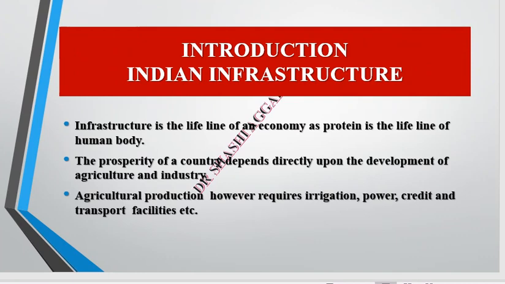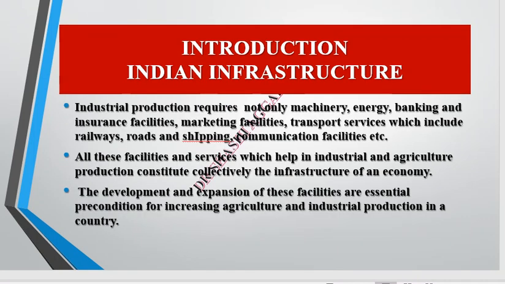The prosperity of a country depends upon the development of agriculture and industry. And agriculture production require irrigation, power, credit, and transport facility. In the same way, industrial production require not only machinery, energy, banking, transport, insurance facility, marketing facilities, transport services which includes railway, roads, shipping, communication facility.